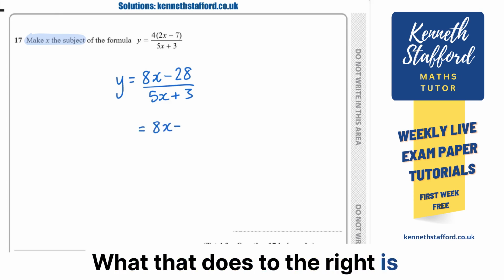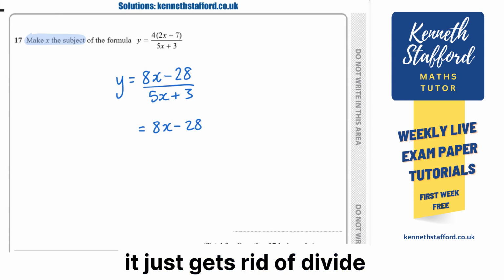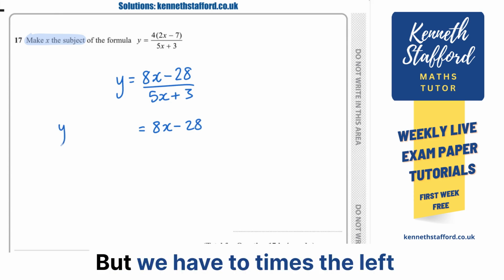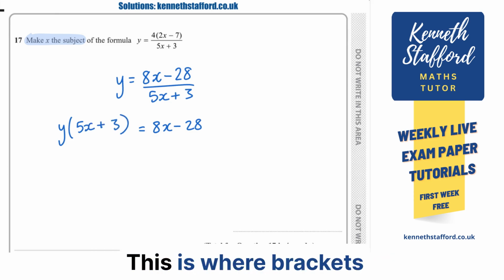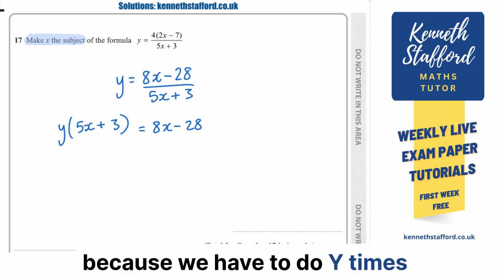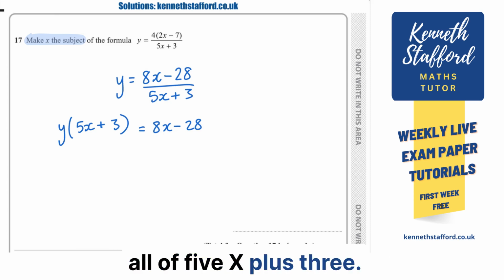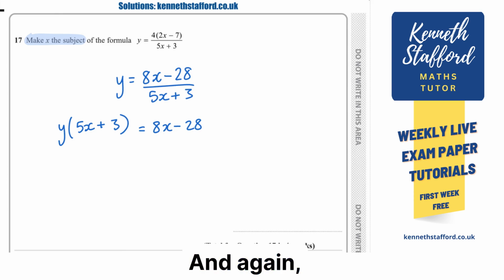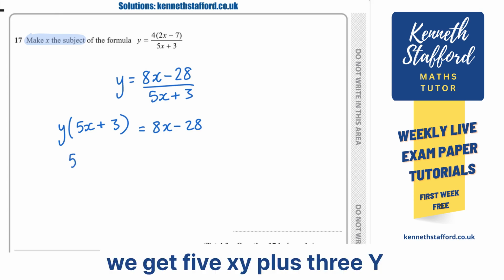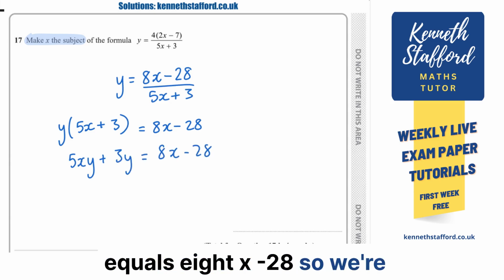What that does to the right is it just gets rid of divide by 5x plus 3, but we have to times the left by 5x plus 3. This is where brackets comes from, because we have to do y times all of 5x plus 3. And again, if we expand this bracket, we get 5xy plus 3y equals 8x minus 28.